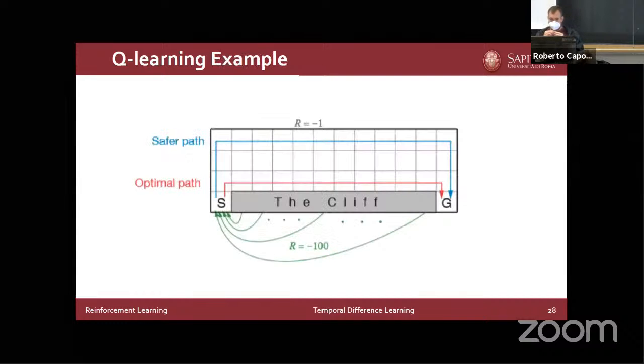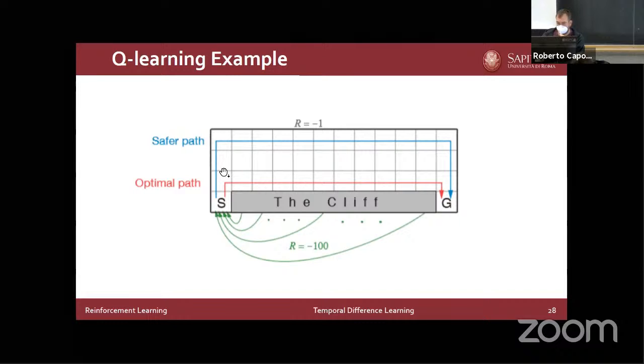So now, let's assume you have an environment like this. It's still a grid world, where you basically get a negative reward for every step that you take. You have a goal where you have a positive reward, and then you have a cliff where you are getting, and I will close with this example, minus 100 reward.